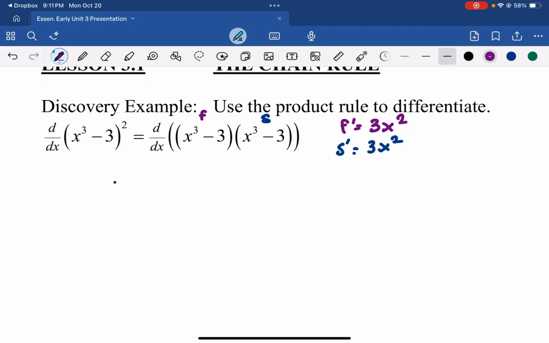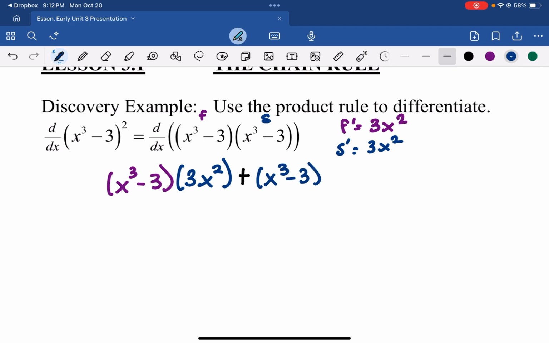So, first times the derivative of the second, plus the second times the derivative of the first. So I've got (x cubed minus 3) times 3x squared plus (x cubed minus 3) times 3x squared.